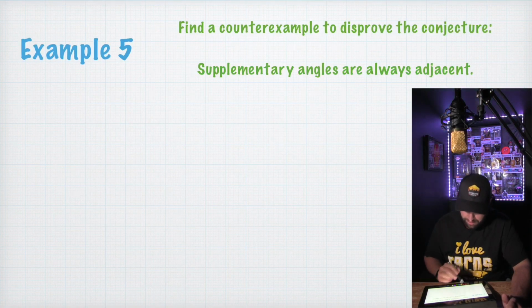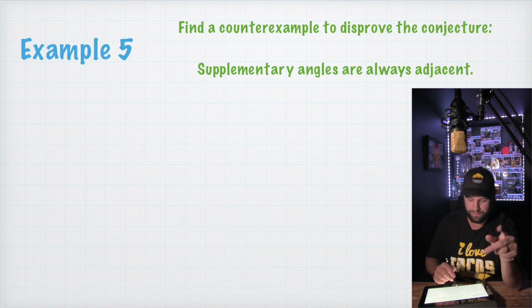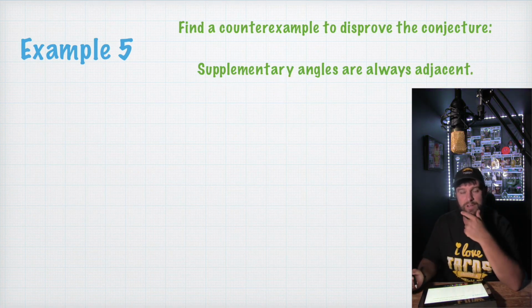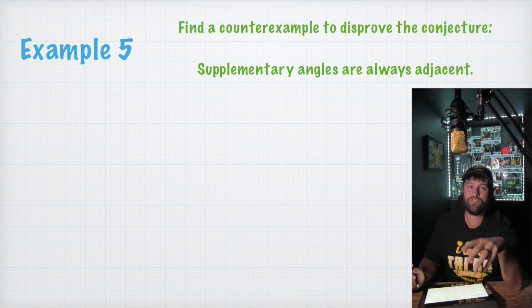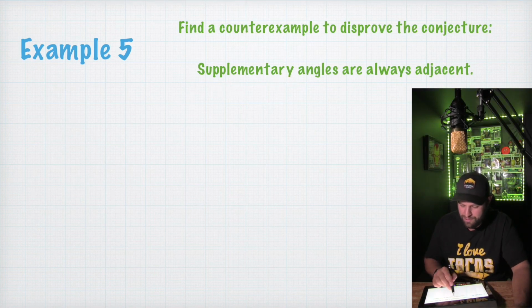Find a counterexample to disprove the conjecture. Supplementary angles are always adjacent. So there's two things we're looking at here. We're looking at the word supplementary, and we need to know what that means. Supplementary means two angles add up to equal 180 degrees. I wanted to ask you a question because that's what I do in my class. But supplementary angles add up to equal 180 degrees.